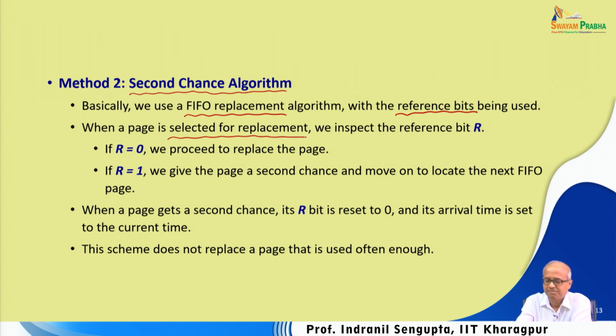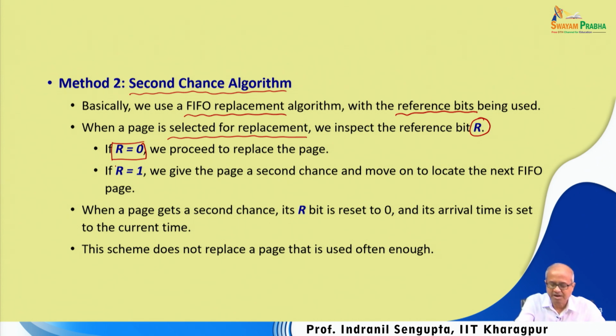Using FIFO, first in first out, you select a page for replacement. When you select a page for replacement, you inspect the reference bit, let us say R. If you find that the reference bit is 0, what does it mean? That page is the FIFO page, it came in earliest, but R is 0 means it was not used in the recent past. So, you can go ahead and replace the page.